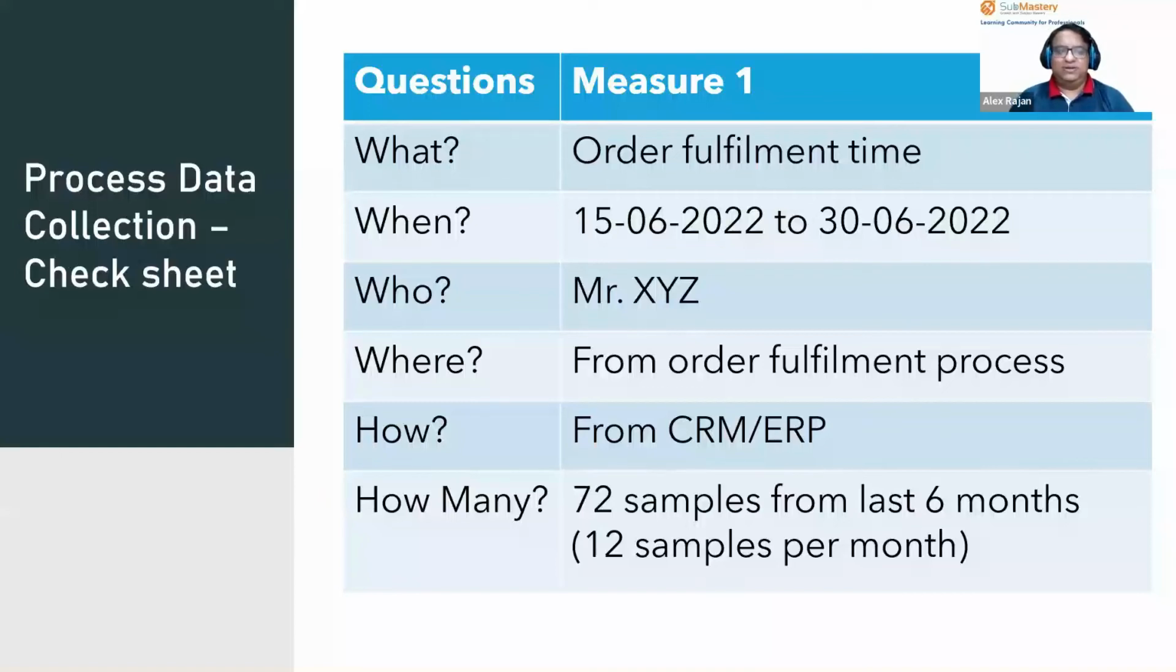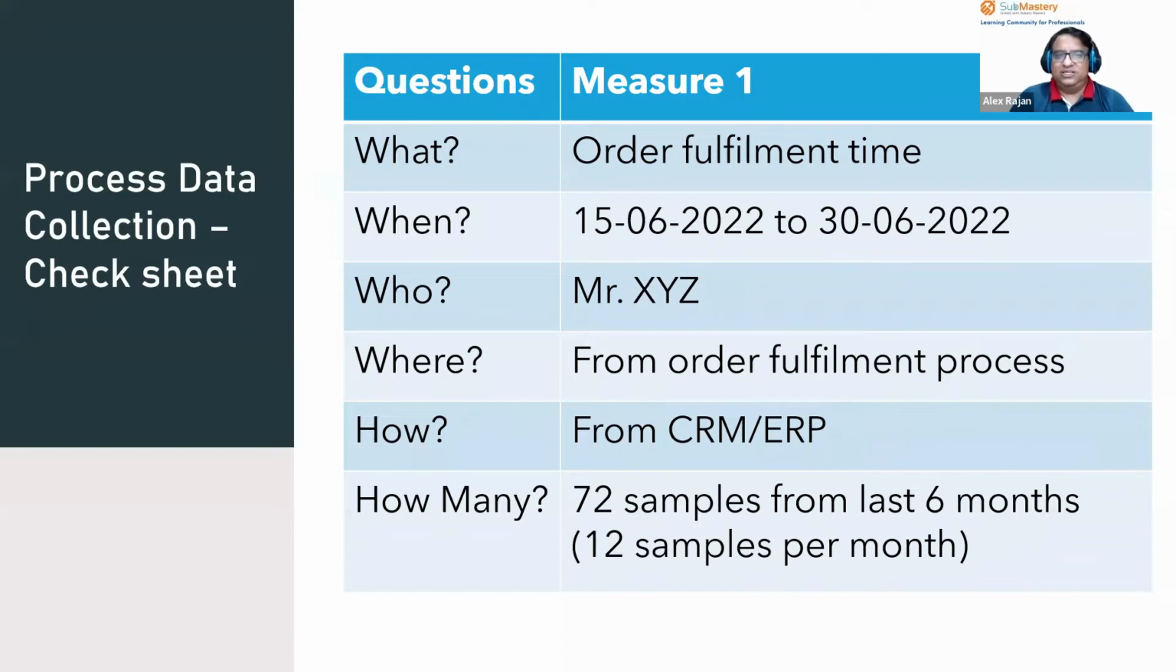From the Six Sigma perspective, the first thing that we do is understand the current process performance. To understand the current process performance, we make a data collection. For data collection, we make a check sheet and a data collection plan where we ask these questions: what data we are collecting, when, who is collecting, where, how, and how many.